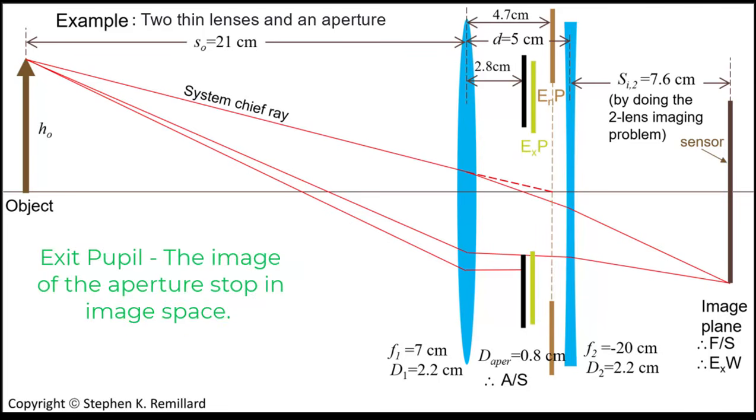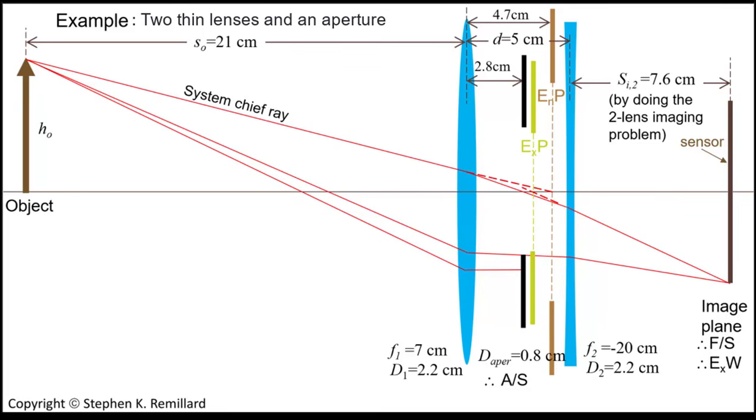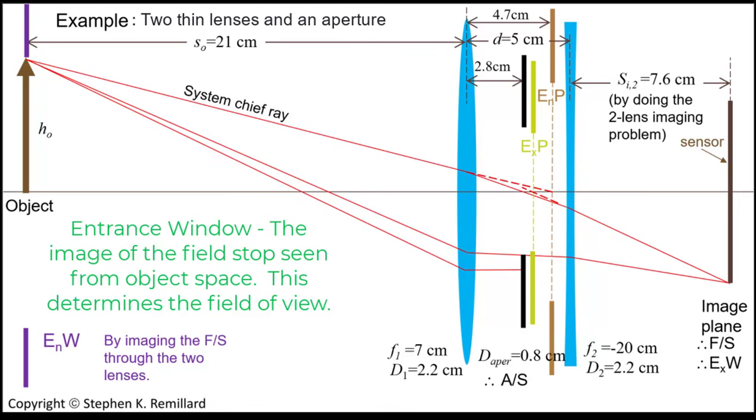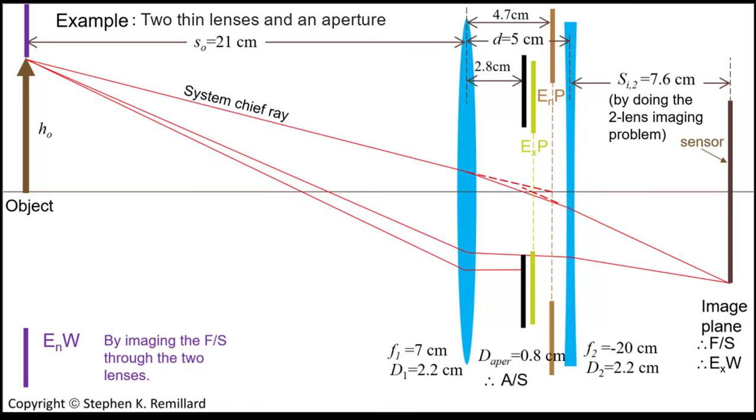The exit pupil is found by imaging the aperture stop through the negative lens to the right, and in this case it's also a virtual image. So it's the virtual part of the exiting chief ray that passes through the center of the exit pupil. When the field stop is on the image surface, which is the case here, then the entrance window is at the object, because the image of the image is the object. I used the two-lens imaging technique to find the magnification of this image of the field stop, and of course it's equal to the object size, since the image barely fits in the field stop.